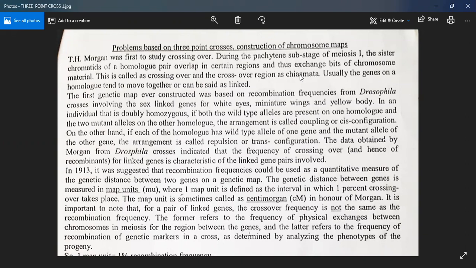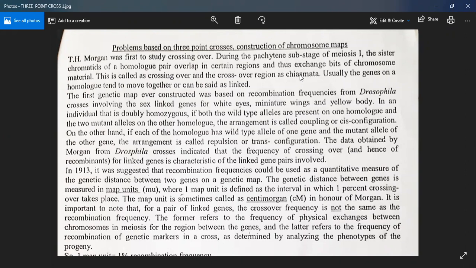For example, there are three genes A, B, C. We know that B is in the center, A is on the left hand side of B, and C is on the right hand side of B. But if there are genes, for example, W, A, H, three genes I'm giving you, then how can you find out the location? There is a method to find out the location of the genes. The method I'll be teaching you today and in the next practical, which I'll be taking on 3-point cross.